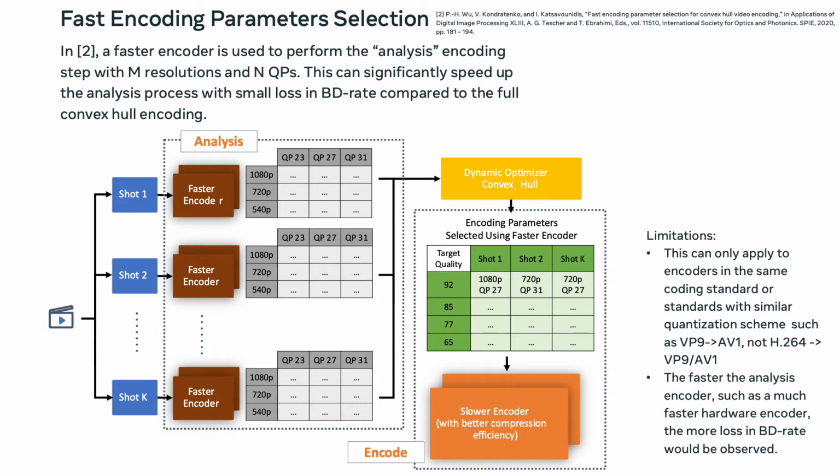So the limitation of this approach is that it can only apply to encoders in the same coding standard or standards with a similar quantization scheme, such as VP9 to AV1, but not H.264 to VP9. And second, the faster the analysis encoder, such as a hardware encoder, the more loss in BD rate will be observed.